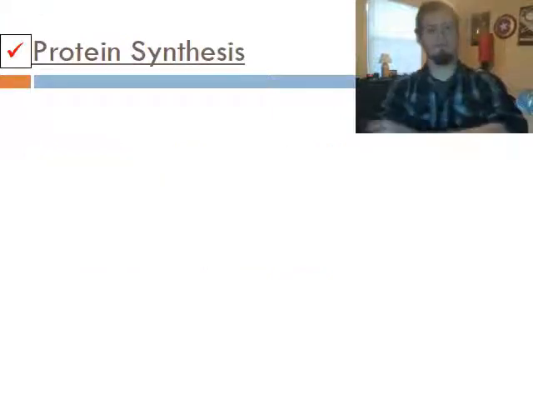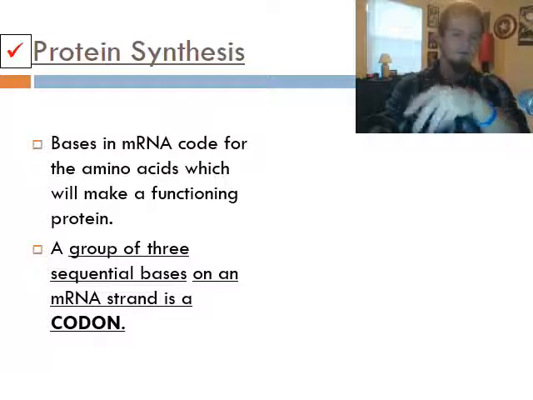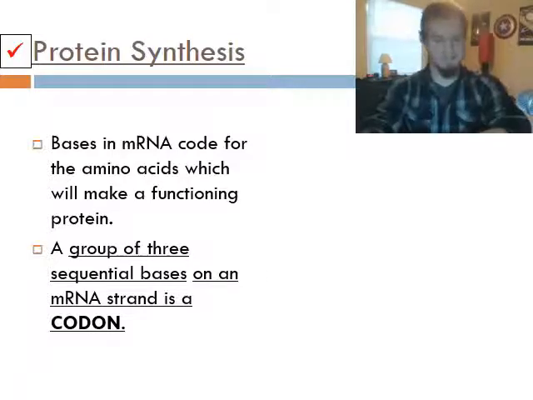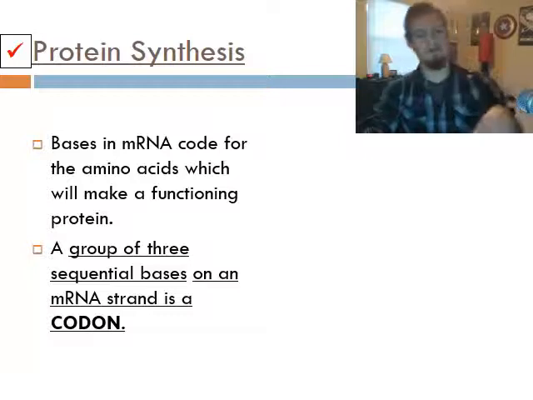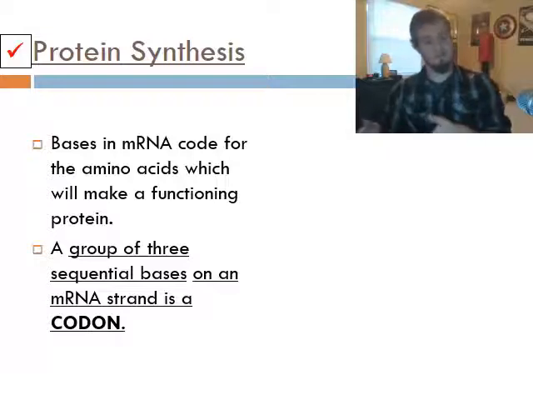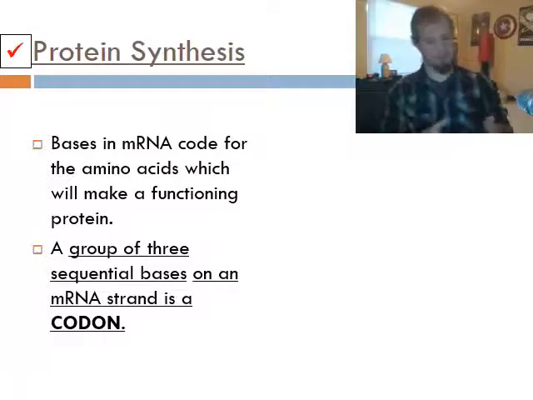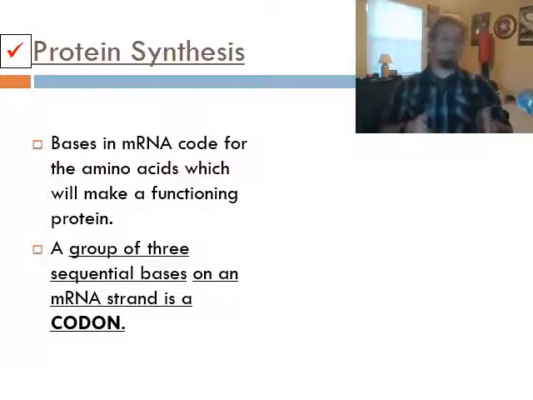So protein synthesis. The bases in the mRNA code for which amino acids will make a functioning protein. A group of 3 sequential bases on an mRNA strand is what we call a codon. Consider it like using letters to create words, and then you put the words together to make a sentence, right? Depending on which combinations of letters you use, that's going to determine what words you make, and ultimately what sentence you form.